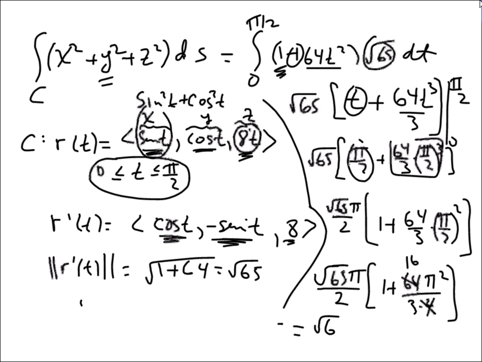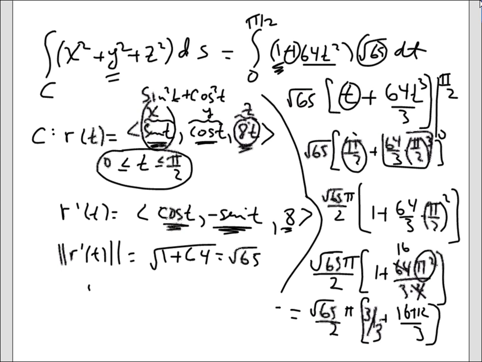You get the square root of 65 pi over 2 times not 1 plus 16 thirds, but 16 pi squared over 3. I guess I will get a common denominator. I'll think of the 1 as 3 over 3. So I can factor out the 3 in the bottom, multiply it with the 2, I get 6. Square root of 65 pi times 3 plus 16 pi squared. There's your answer.